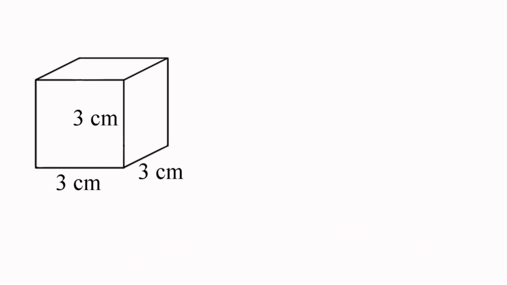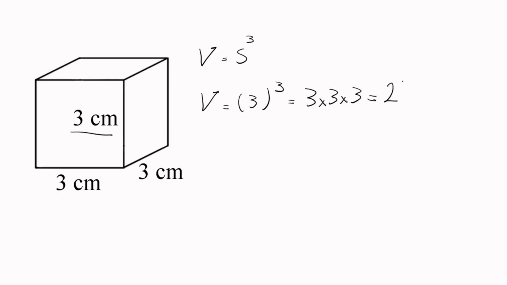Here we have another example. We want to calculate the volume of this cube, and we are going to use the formula s to the power of 3. What is the value of s here? As you can see, the value of s, or the length of one side, is 3 centimeters. So we are going to write V is equal to 3 to the power of 3, which is equal to 3 times 3 times 3. And if we do this operation, we are going to realize that the answer is 27.